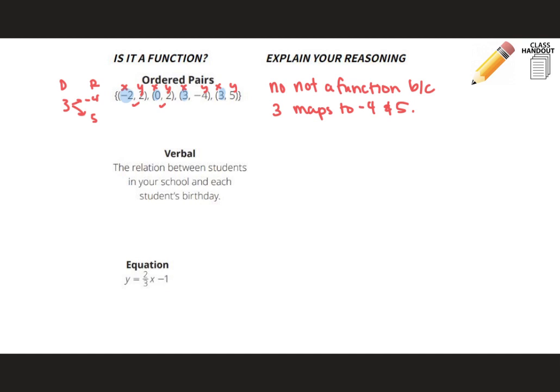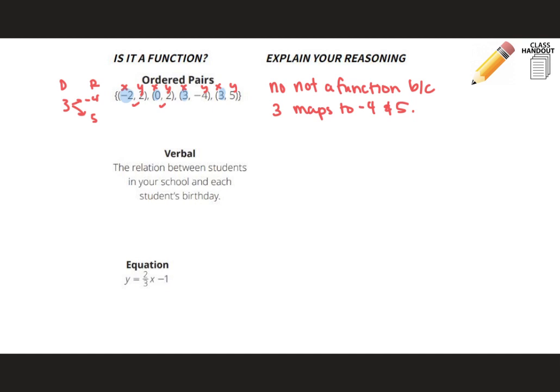All right, the next one is a verbal relation. So it says the relation between students in your school and each student's birthday. So our inputs are going to be students at our school. So think if you pick any random student at our school and you ask them what their birthday is, they're only going to give you one response. No single student can have 2 separate birthdays. You might have 2 different students who have the same birthday. That's okay, that's still functional, but every single individual student has one single birthday.